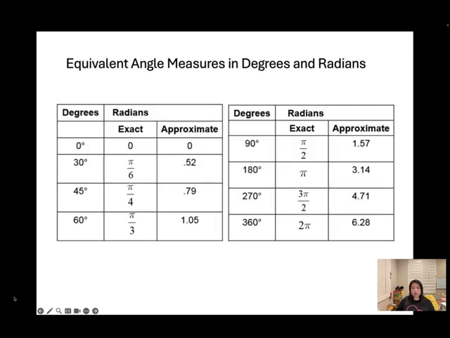Okay, that's a specific angle. I need you guys to remember all these radians. Remember these specific angles, 0, 30, 45, 60. You're going to remember that pi over 6 will be 30, pi over 4 will be 45, pi over 3 will be 60 degrees. Also 90, 180, 270, and 360. I need you guys to remember all these radians. You don't need to care about the approximations. I only need you guys to remember this.